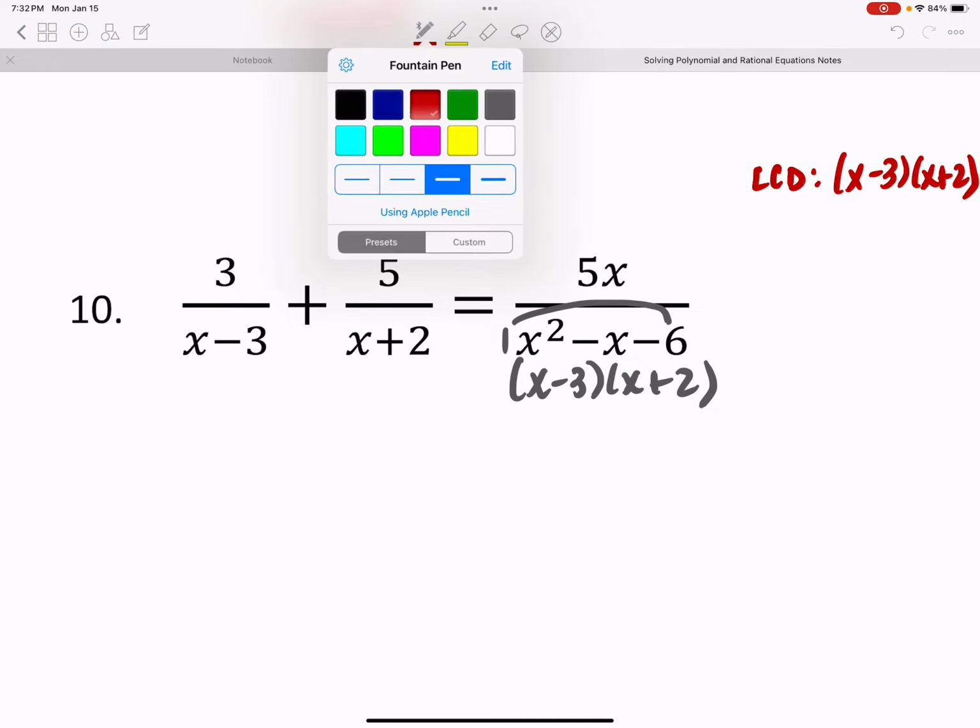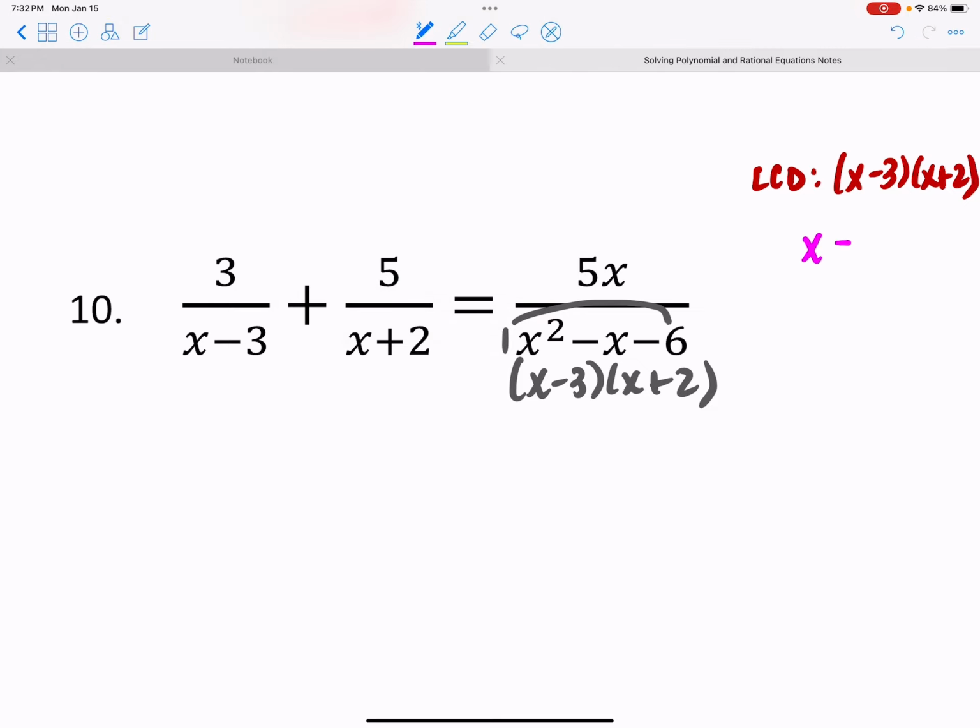And then again, just keep our restrictions on the back burner. In this case, x can't be positive 3 and it can't be negative 2, and those same two issues here. So x can't be 3 or negative 2. Alright, now let's multiply every single one of these fractions by that LCD to get the fractions to go away, and let's figure out what x can be.